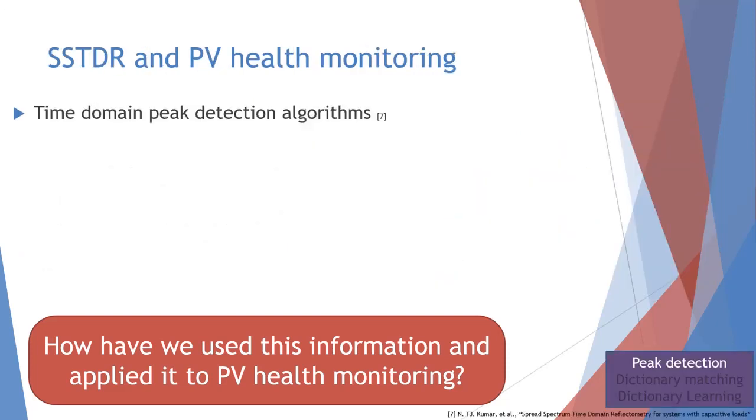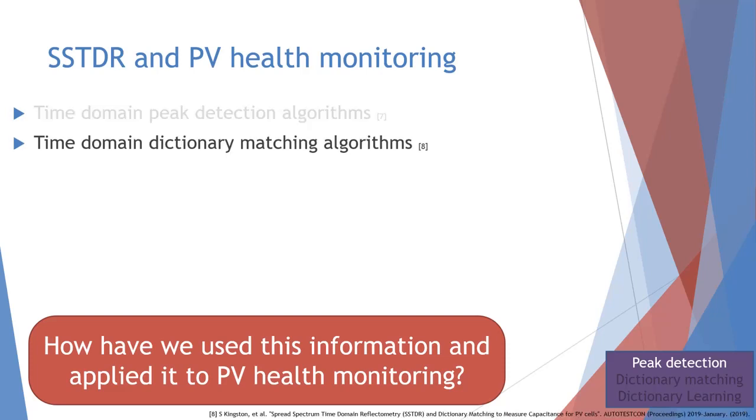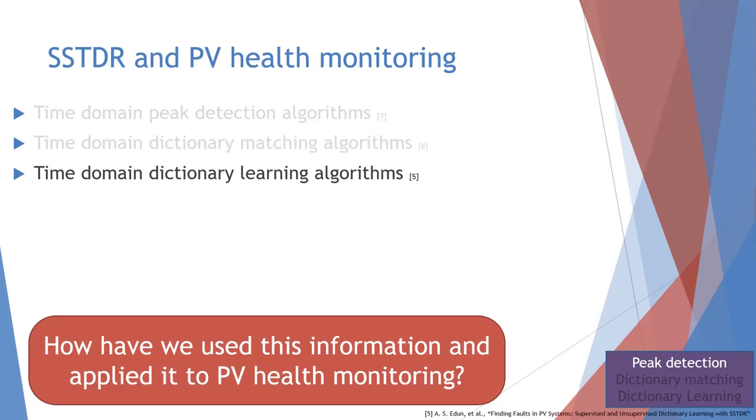We've developed peak detection algorithms capable of tracking changes in the SSTDR response peaks, which is indicative of a change in the impedance of a load. We have developed dictionary matching algorithms to aid in fault detection, and we have used machine learning algorithms to extract key characteristics of factors affecting the SSTDR response.